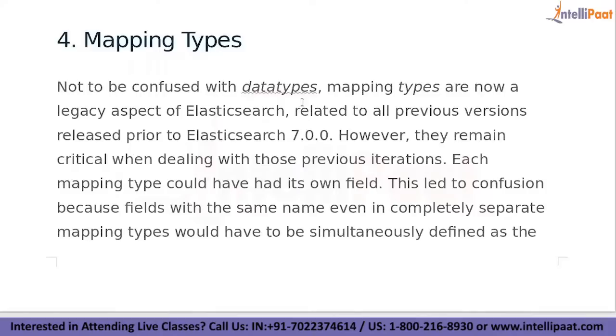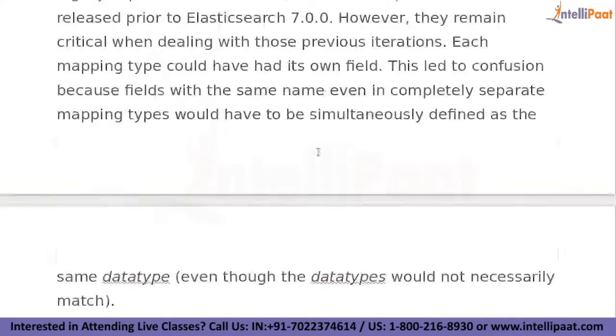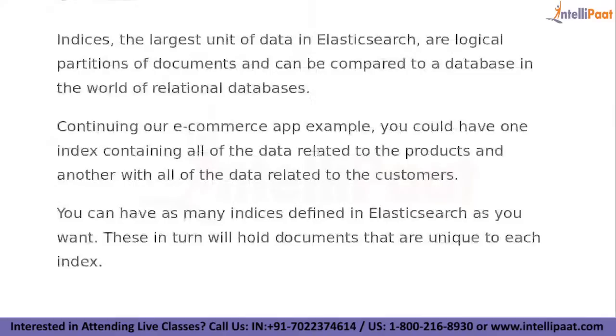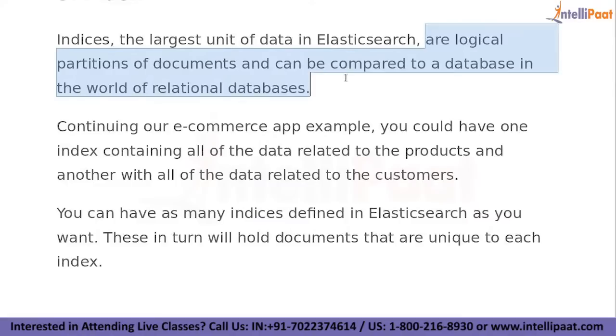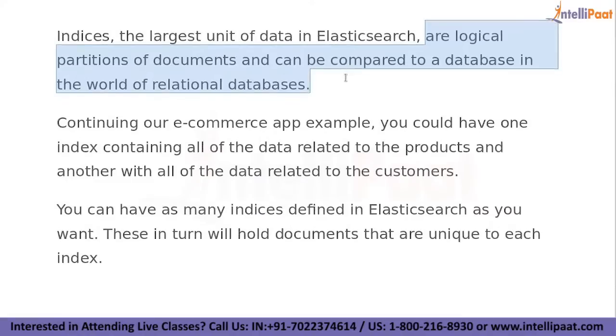Index, as I told you, or indices, is the largest unit of data in Elasticsearch, which are nothing but logical partitions of documents that can be compared to a database in the real world of relational databases. So one index means hundreds of thousands of documents that are similar to each other. In Elasticsearch we can create any number of indexes, and it's always recommended that you create a separate index for the same kind of data.